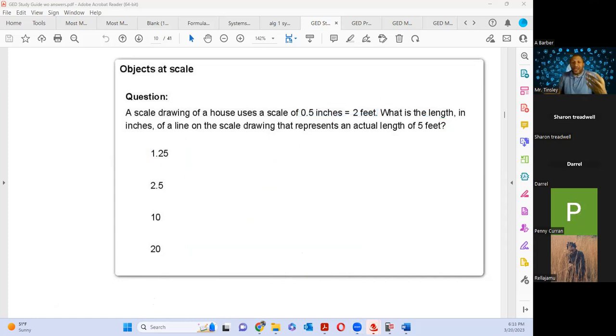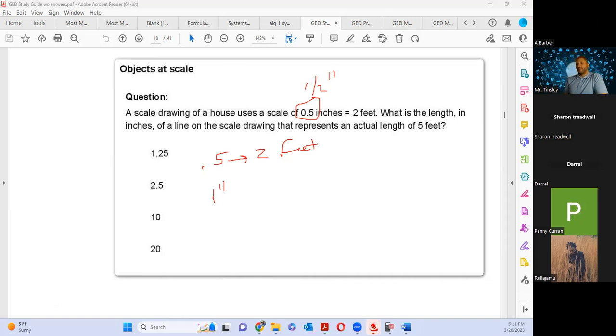Now watch this. Watch common sense. If 0.5 is 2 feet, and you should know 0.5 is a half inch. If you don't know, then you need to do some more study. You should know your common fractions. So if a half inch is 2 feet, how much is 1 inch? Yeah, I take half off. One. If a half inch is 2 feet, how much is 1 inch? It's 1. 1 whole. If a half inch is 2 feet, how much is 1 inch?